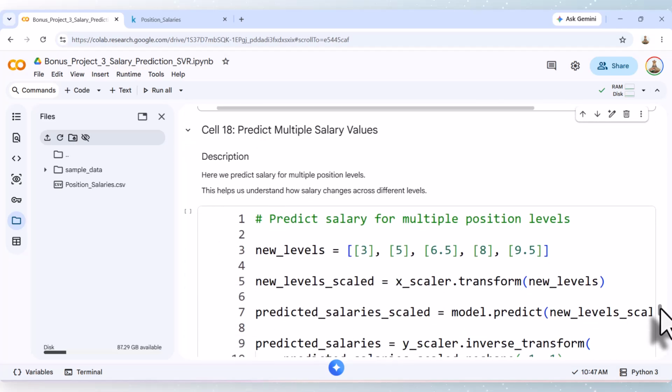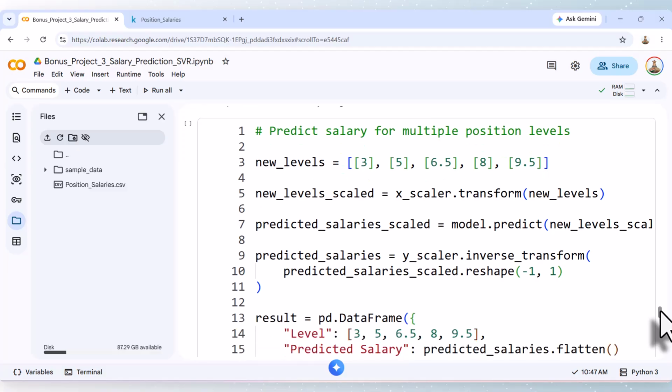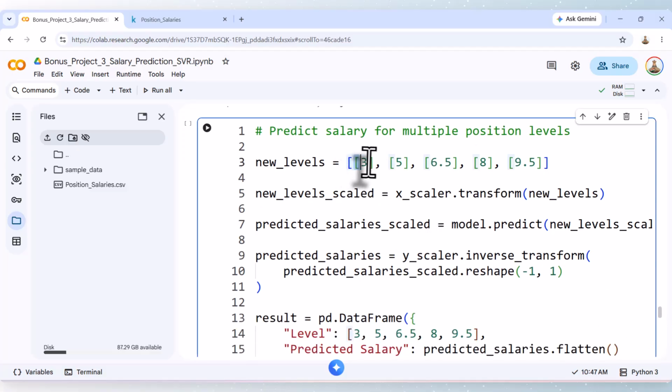Now predict multiple salary values. Okay, if you want, you can also take multiple values. In the previous cell, I have taken just 6.5. Now I have added multiple levels here, so new levels. The same thing, you are going to transform it: x_scaler.transform of new_levels.